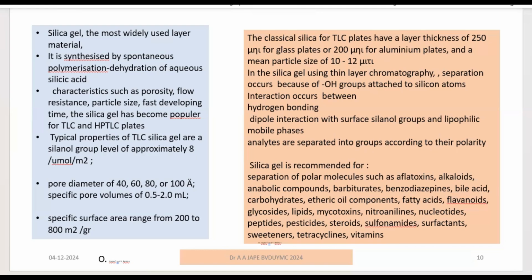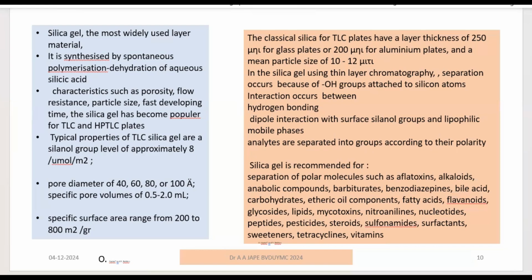The silanol groups which are present on the silica are generally approximately 8 micromole per meter square area. So this is one factor to be taken into consideration. And second is the pore diameter. So 40, 60, 80, 100 Angstrom pore diameter silica are available. Most commonly used is 60 Angstrom pore diameter. And the specific pore volumes range between 0.5 to 2 ml.